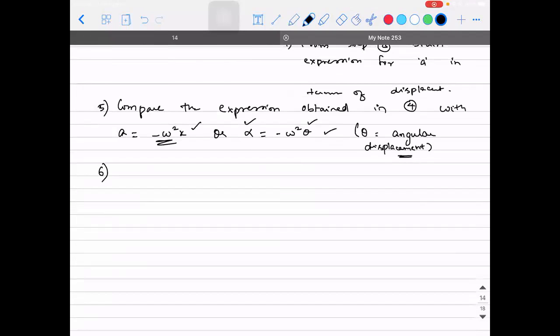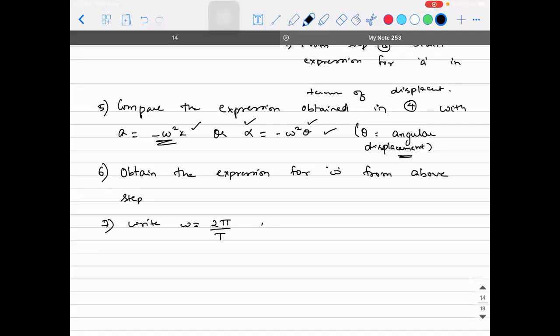Sixth step: obtain the expression for omega from the above step. And the last step is write omega is equal to 2 pi by T and find T. Just find T, that's it. These are the steps you need to follow for any problem irrespective of its chapter.